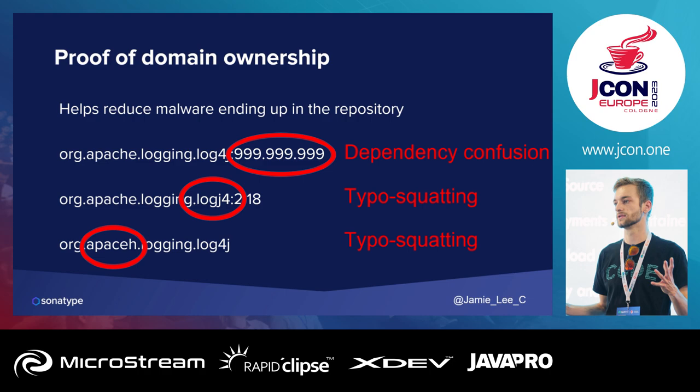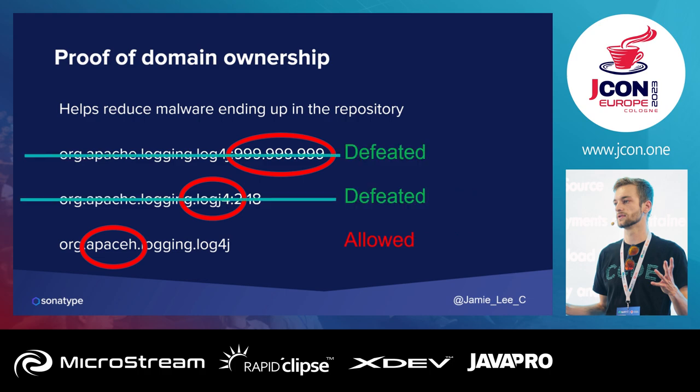Now, out of these three, the only one that will be allowed into Maven Central is this. Okay, you have to own the domain, but I can still go and buy a domain with a weird spelling of Apache, and then I can put stuff up there. And then any developer, you know, they might have been a bit tired, might be the end of the week, they might accidentally spell Apache wrong, pull down a vulnerable version. So in Maven Central, this is really the only way bad people can get stuff up to Maven Central.